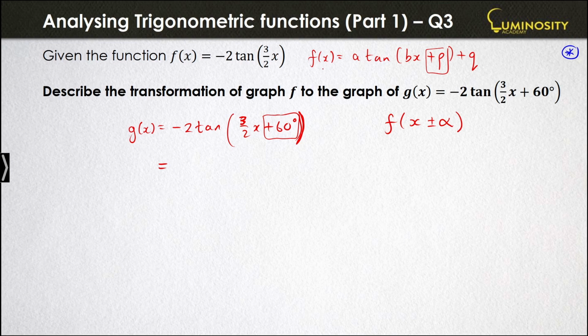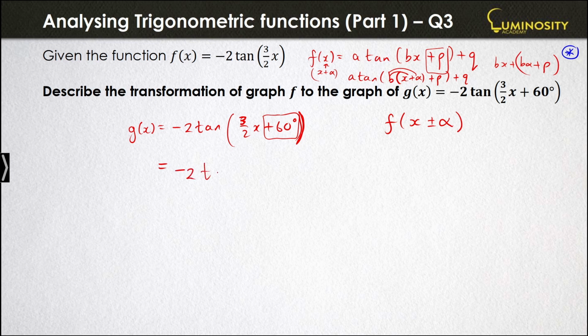Okay, because if you put x plus some alpha degrees into here, then what you're actually changing is a times tan of b times x plus alpha, plus p, plus q. So now your new phase shift is no longer just this plus p, because when you distribute out, you're going to get bx plus b alpha plus p. So here is a new phase shift. Okay. So let's see how we do this.